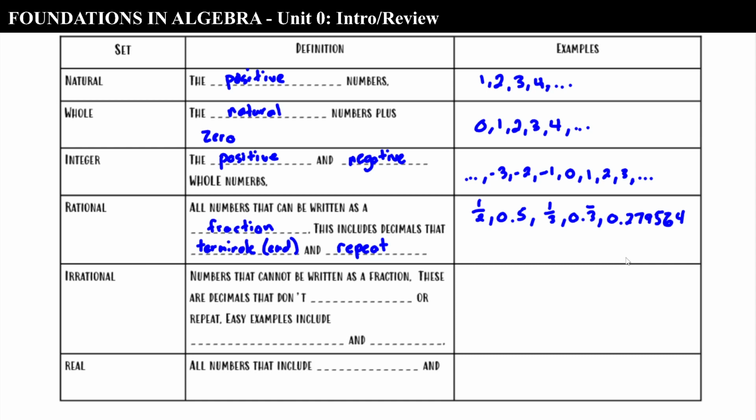An irrational number includes numbers that cannot be written as a fraction. These are decimals that don't terminate. Okay, and again, the word you could use here is end if you want to use a different word. So they do not terminate or repeat. Easy examples include most square roots.